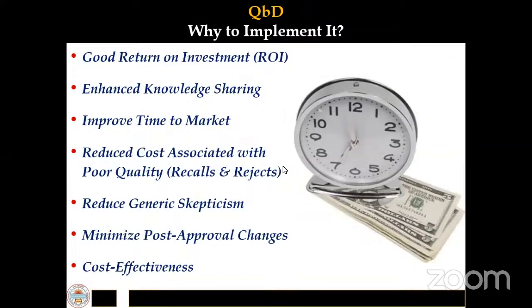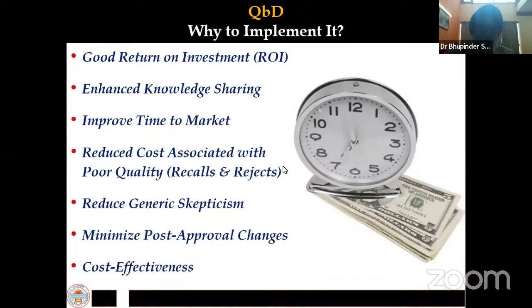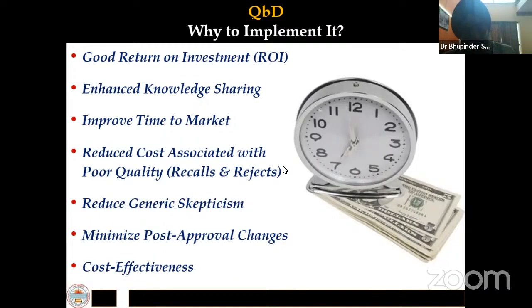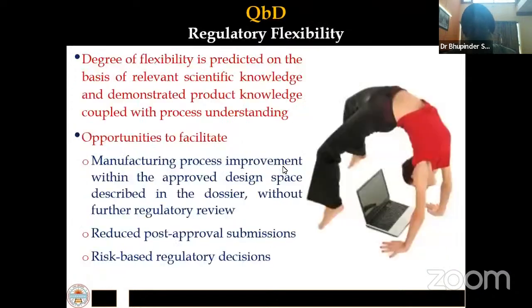Gargi madam, to implement it, I keep asking from industry, what is practical? Means, give me good ROI, return on investment. Knowledge sharing gets enhanced, time to market improves. You can launch your product much earlier. The cost gets reduced because the recalls from the market get reduced, the rejects from the market get reduced, and overall cost gets improved. People's doubt about generics gets reduced because QBD is being implemented. Post-approval changes are minimized and overall cost effectiveness is improved.